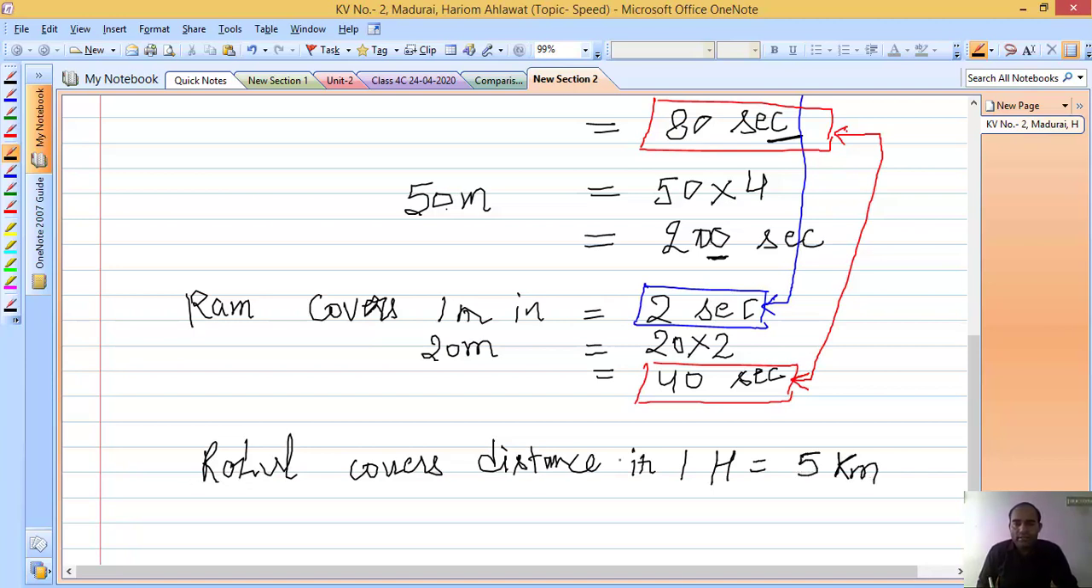Rahul covers distance in 1 hour. How much distance? 5 kilometers. Okay. If I say in 2 hours, how much is he going to cover? 5 twos are 10. You will say 10 kilometers. Okay. If I say in 10 hours, how much is he going to cover? 10 into 5, 10 fives are 50 kilometers.